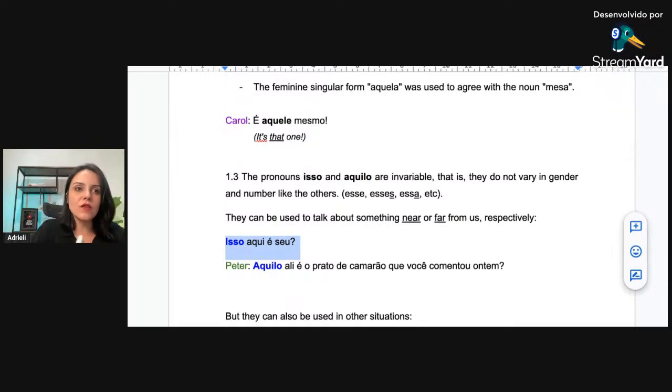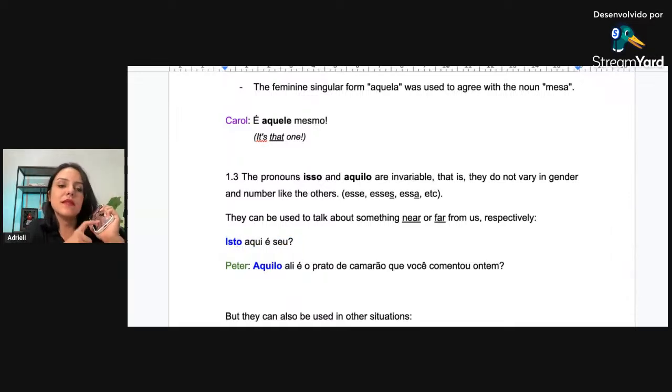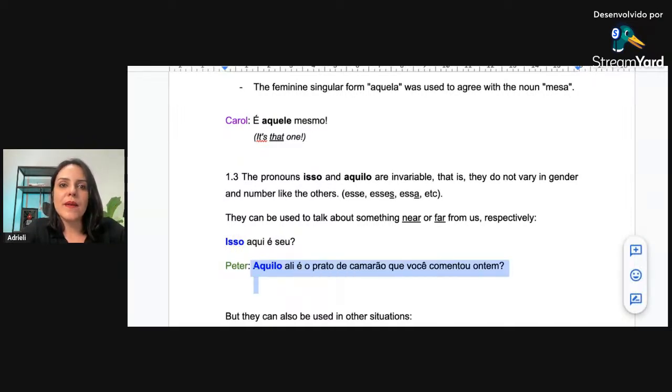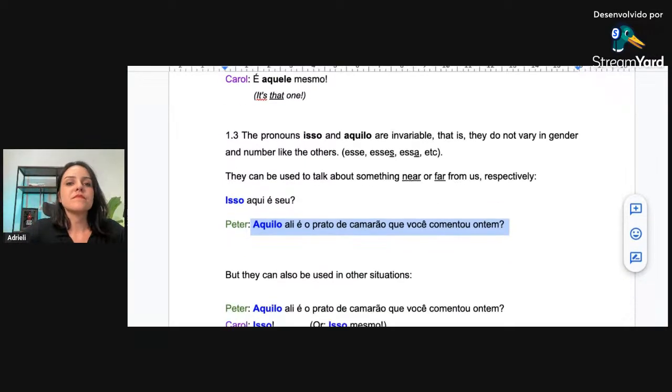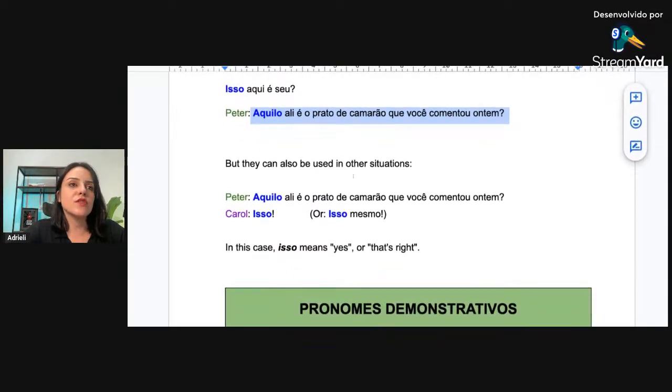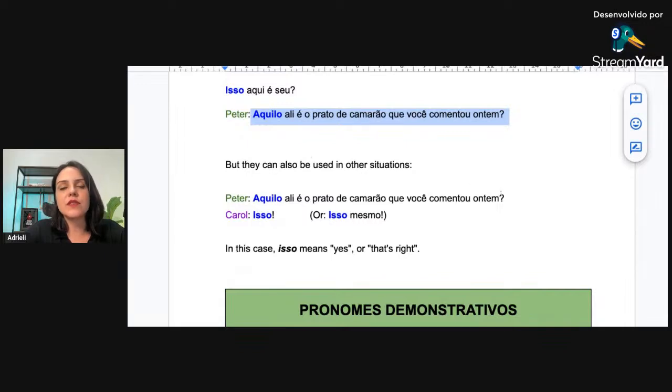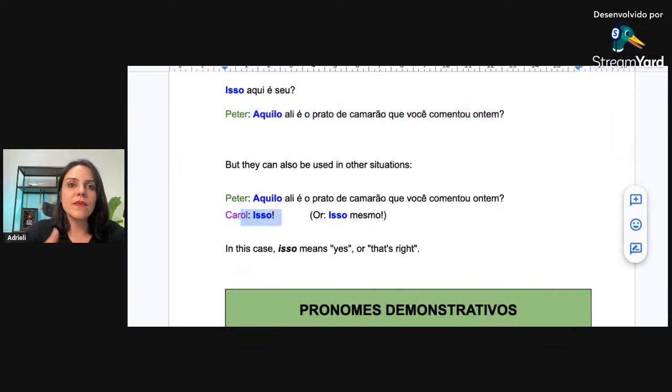It's in my hand. I can also use, if I'm holding this, I can also use isto. Isto aqui é seu. This. Isso aqui é seu. Aquilo ali é o prato de camarão que você comentou ontem. That thing is the shrimp dish that you mentioned yesterday. But you can also use them in other situations. So, aquilo ali é o prato de camarão que você comeu ontem? Isso, it means yes. Okay, that's right.